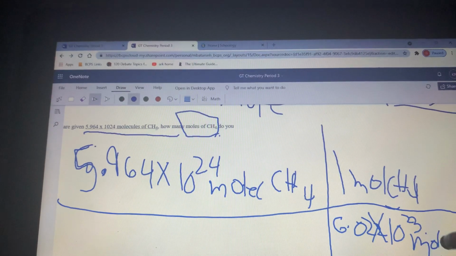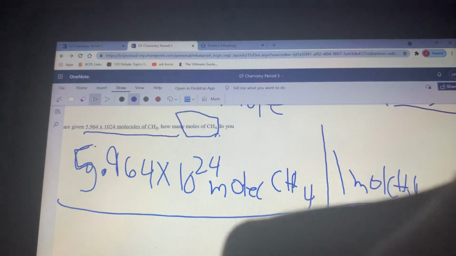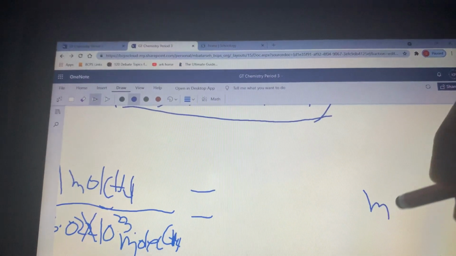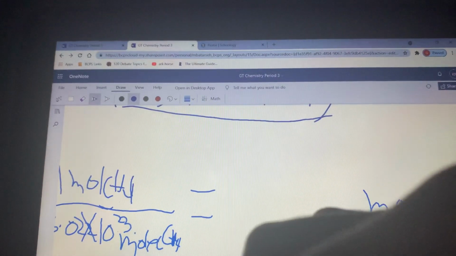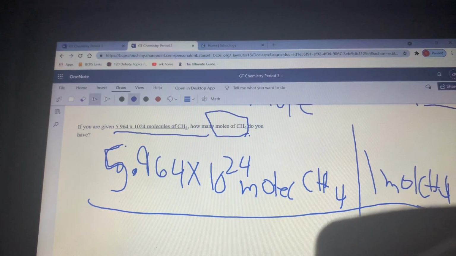Molecules of CH4. Now we know we have to get moles of CH4, so we'll just put that as our final answer, equals moles of CH4. So as usual, we don't include the 24th, we just do our numbers.